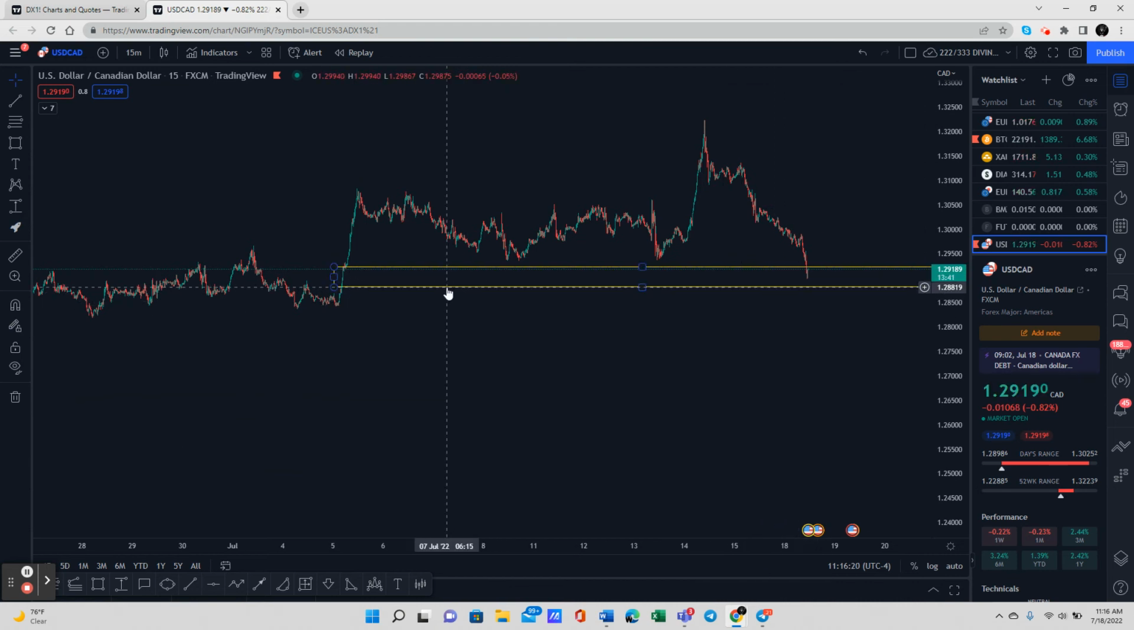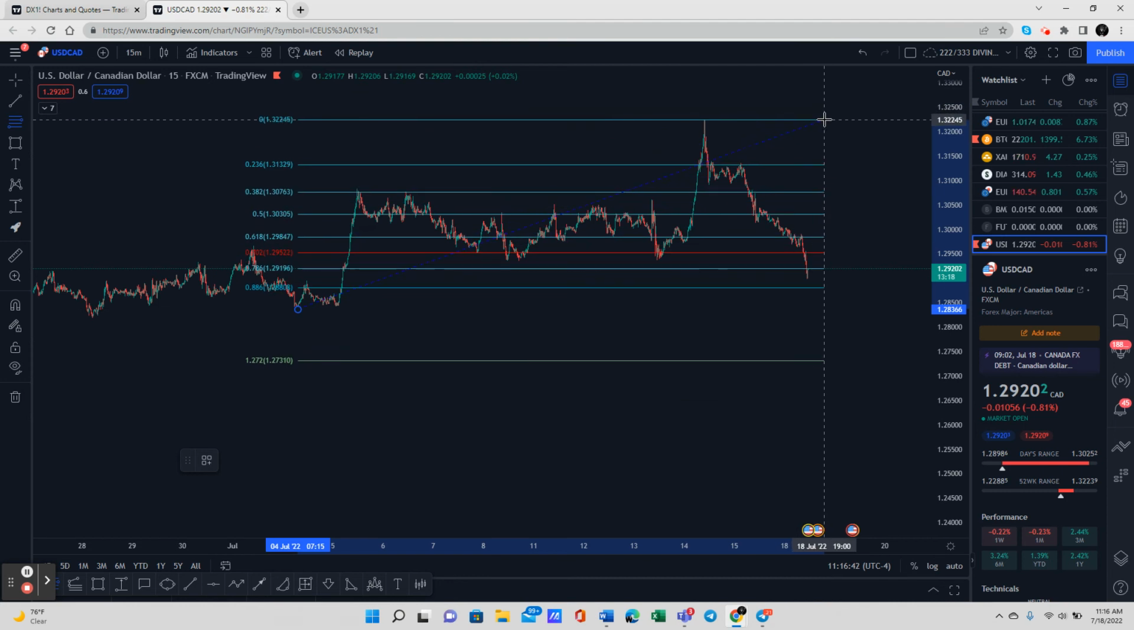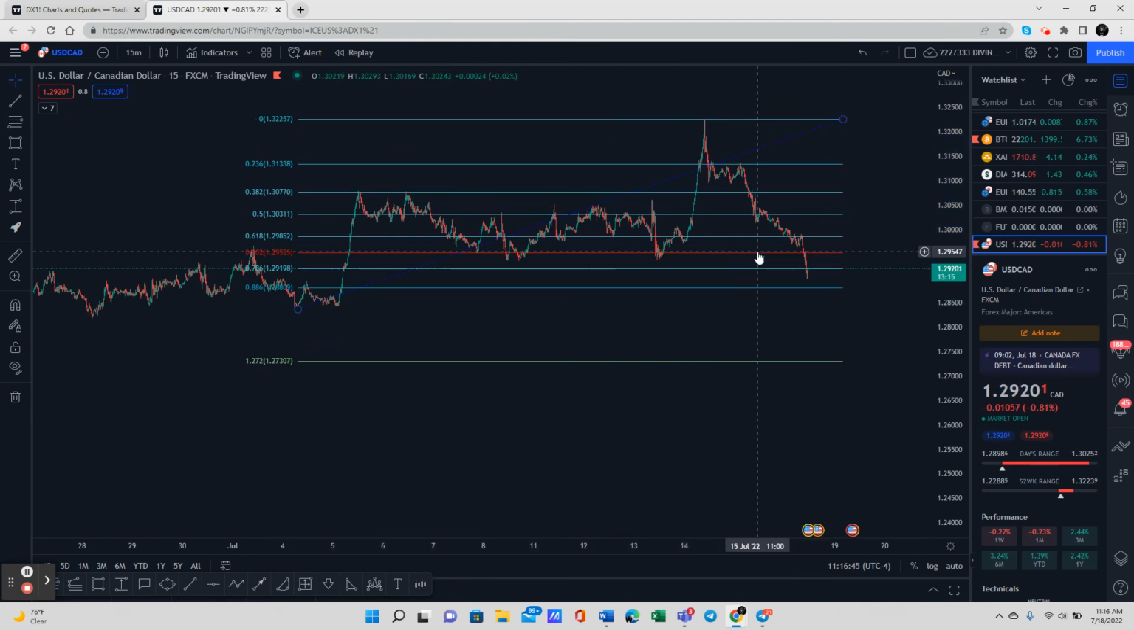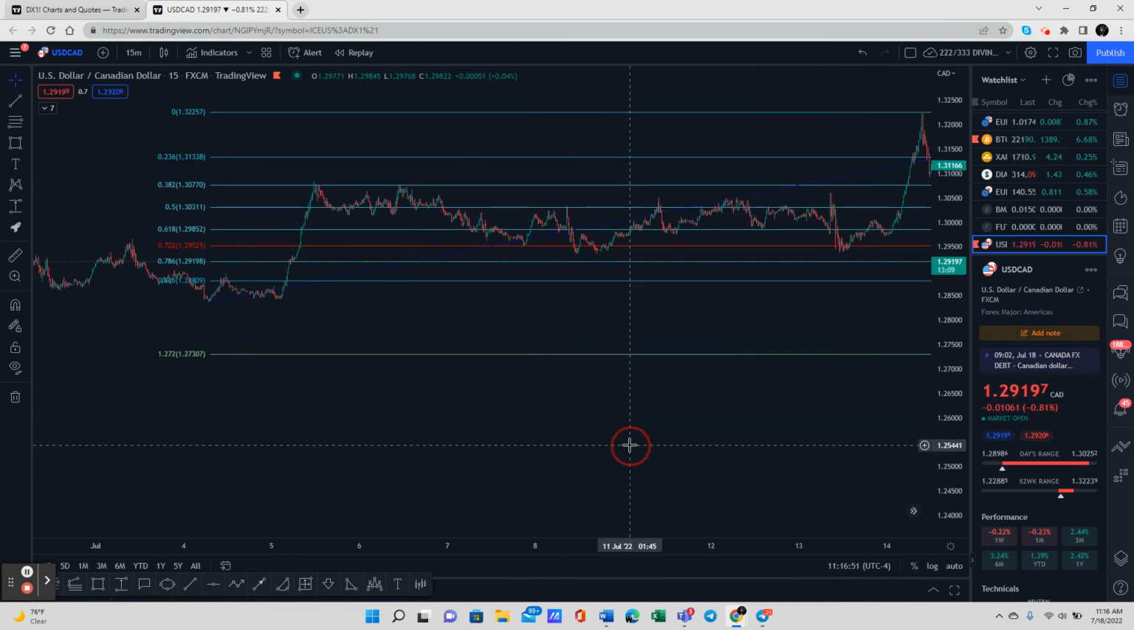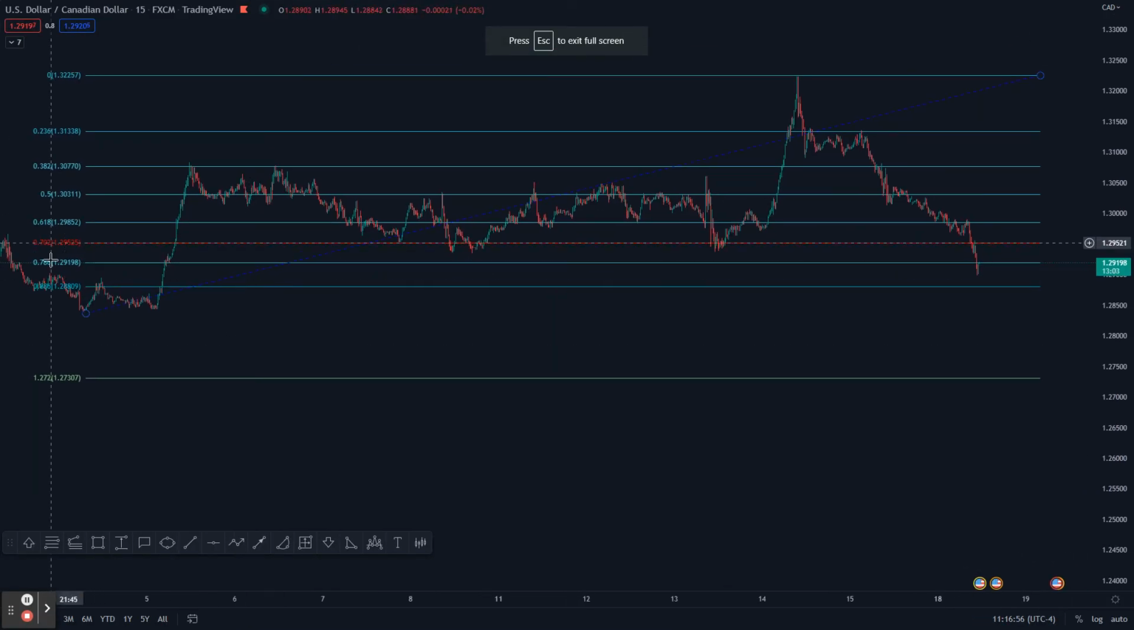Of course, we can use market structure, but I love to use the Fibonacci levels, and this week I will be going over that more for you guys. Let's do this. We're taking it from this swing low here to the swing high. And what you notice here is that you have the 70% and the 78%.